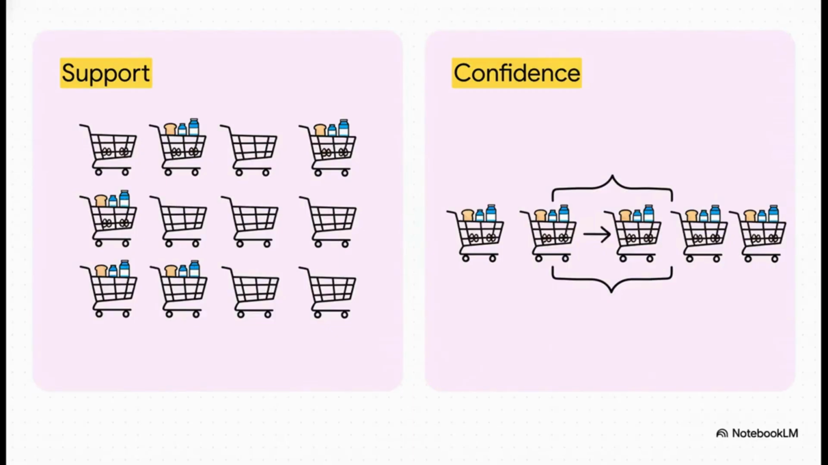But not all rules are created equal. We need to measure how strong they are, and we do that with two key ideas. First, on the left, is support. This basically just asks, out of all the shopping carts, how often does this combination of items pop up? Is it a common thing or just a weird one-time fluke? Then you've got confidence on the right. This asks a more specific question. Of all the times people bought bread and milk, what percentage of those times did they also grab eggs? A really powerful rule needs both. It needs to happen often, and it needs to be reliable.